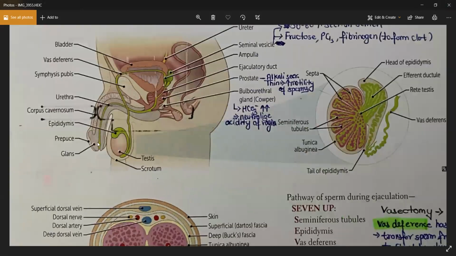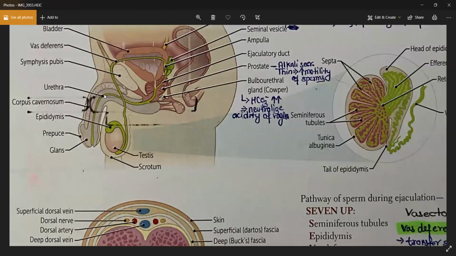This part up to here is the anterior urethra. Then you have some part which is not covered with anything, and that is the membranous urethra, a part of the posterior urethra. Then you have the prostatic urethra, which is present within the prostate, right? So this is the prostatic urethra, this is the membranous urethra, and this is the penile urethra, or you can say the anterior urethra.